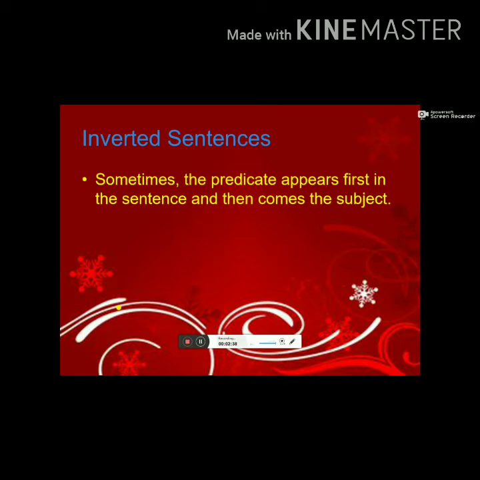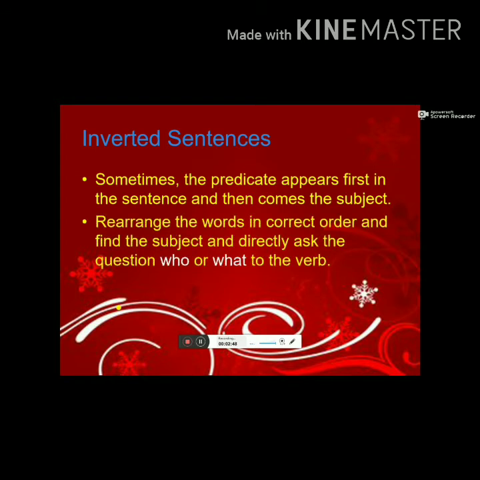Sometimes the predicate appears first in the sentence and then comes the subject. Such sentences are called inverted sentences. Now, in such cases, what you need to do is rearrange the words in correct order and then find the subject and directly ask the question who or what to the verb.